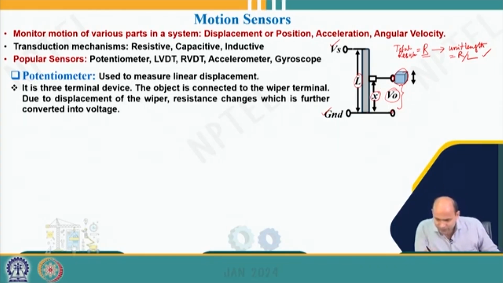Suppose I name this terminal A, this B, and this C. Then the output voltage V0 I can simply write as RBC, that is the resistance across BC, divided by RAC, is it not?